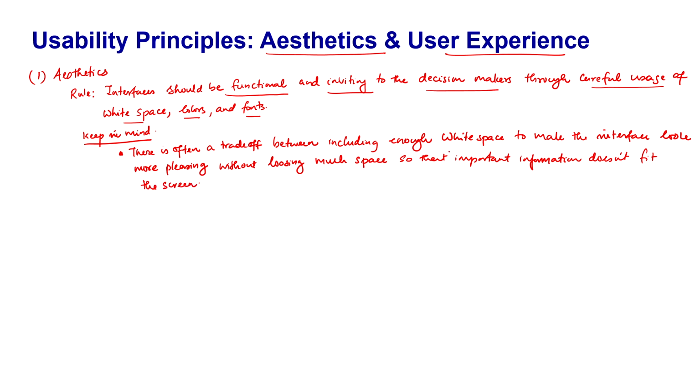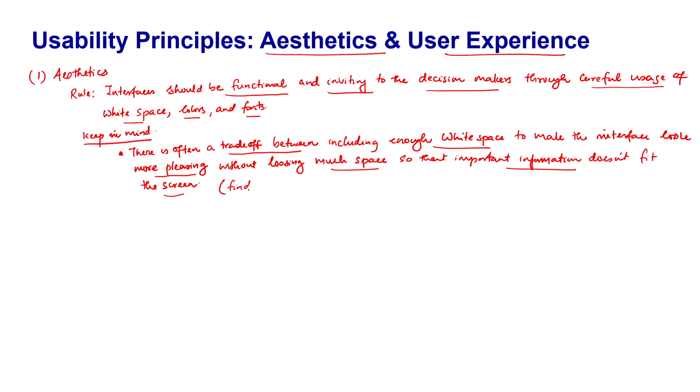The idea is this: you have to strike a balance. You have to find a trade-off between including white space to make the interface look more pleasing, without losing so much space that important information cannot fit on the screen. You should not overdo the white space so that important information does not fit the screen. It is vice versa, so you have to strike a balance. That is the main rule of this.